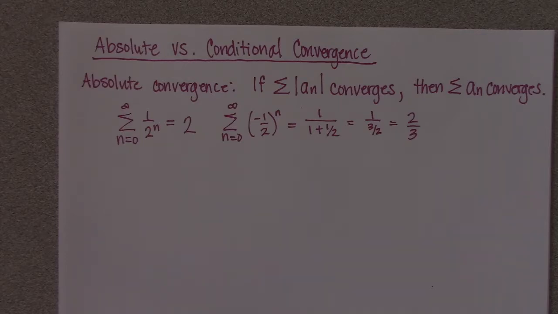So that's why if we make all the terms positive and those converge, then we know by default the alternating series will have to converge as well, okay? So we call that absolute convergence, right? Because the absolute value converged, okay? So let's see why this is true.